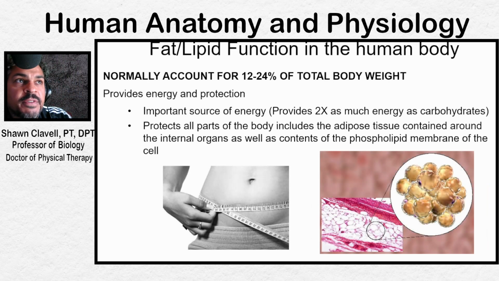Now, as I mentioned, fat has a dual function. Not only does it provide energy, but it also provides protection, right? It protects all the body organs, it wraps around them, protects them, and insulates them. It also creates the phospholipid, the membrane for the cells, and it provides a lot of structure to the body.